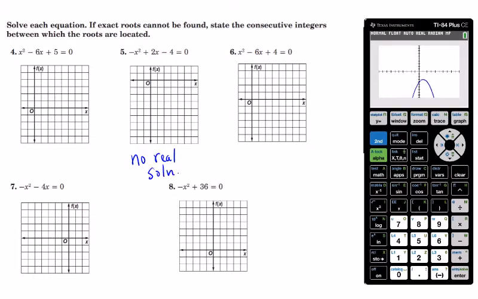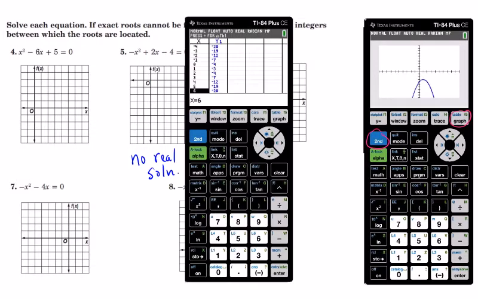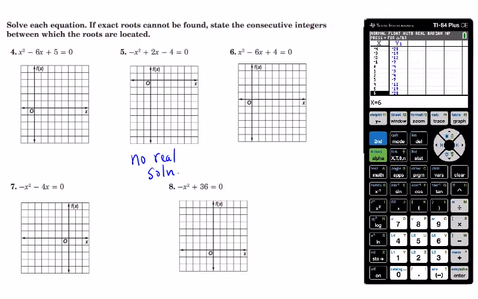Okay. All right. Now, let's say that you forgot to push the graph button, or you went to the table first, and that's okay. But let me show you what that looks like. So if you go second table, then what you're going to get is a table that looks like this, right? I set my delta table back to 1, just to be more specific there.